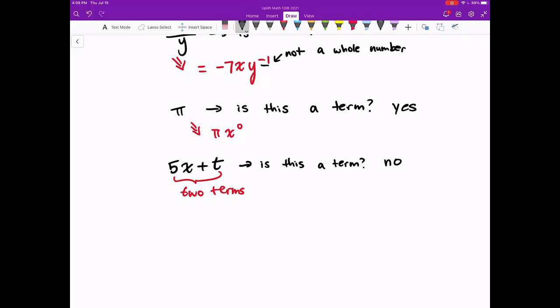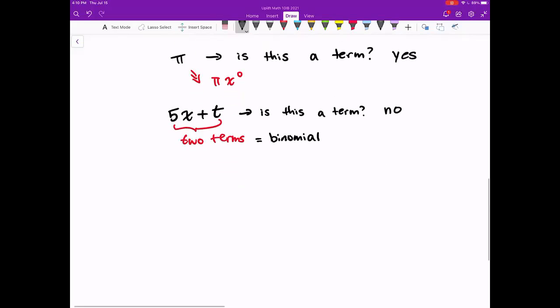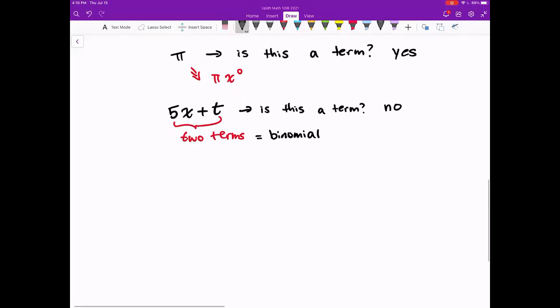Hint, this is called a binomial, which we'll talk about later. Okay. Edward, what do you mean by isn't that two? He meant like, is that two terms? Oh, okay, that makes sense. Yeah, it's two terms. It's not one term.